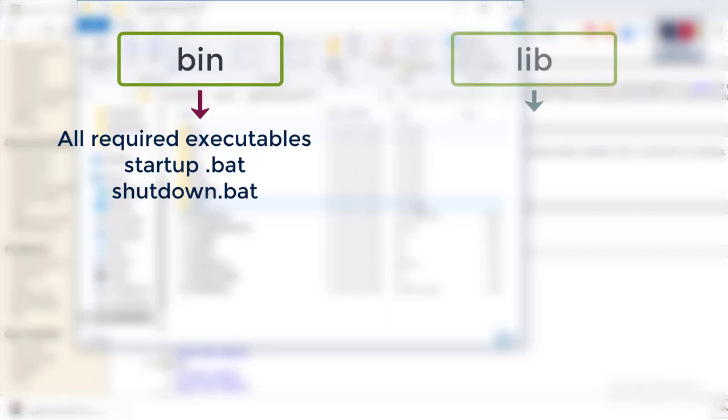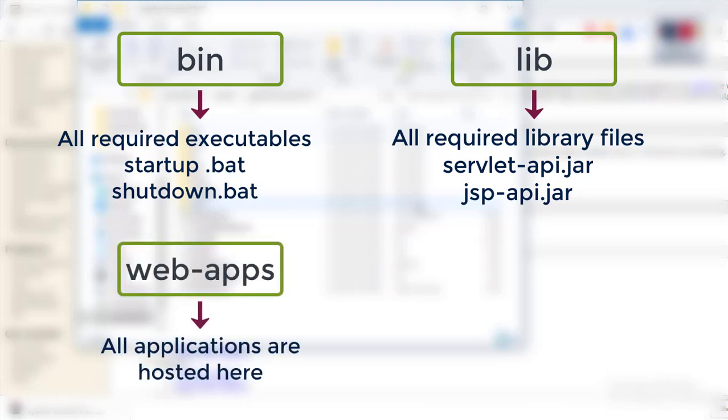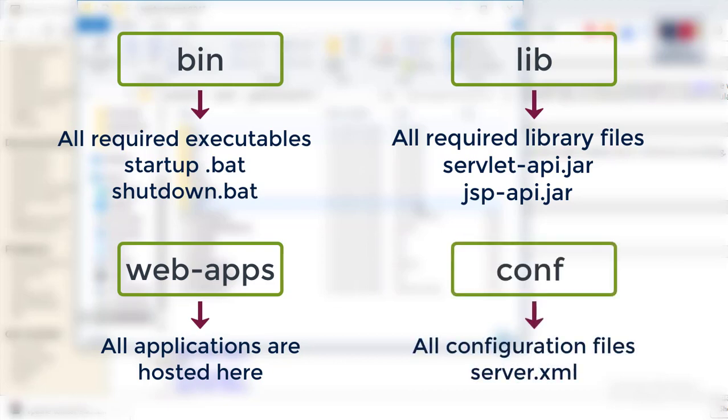Your bin folder contains all the required executable files like startup and shutdown. The lib folder contains all the jar files required for running the Apache Tomcat server. Webapps is the place where you actually put your web application. And conf contains the configuration files needed for your application to run.